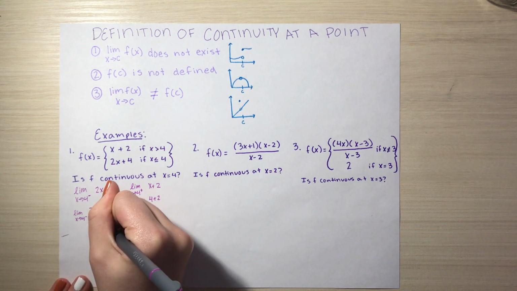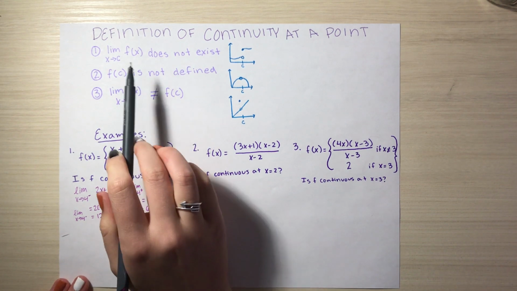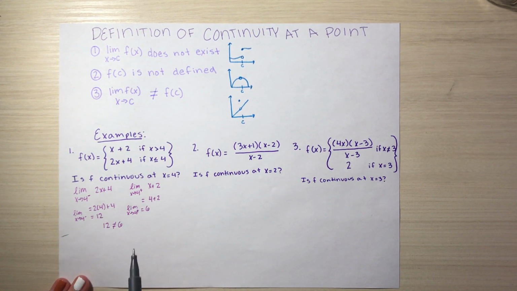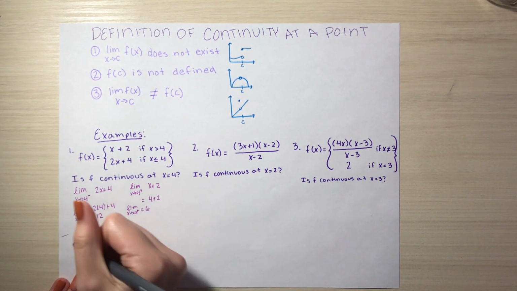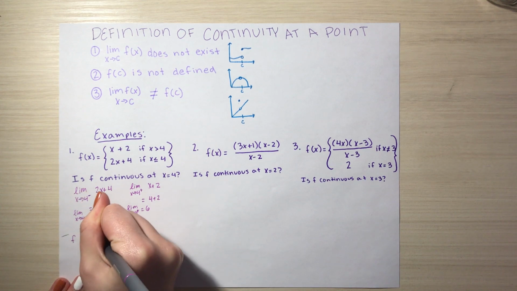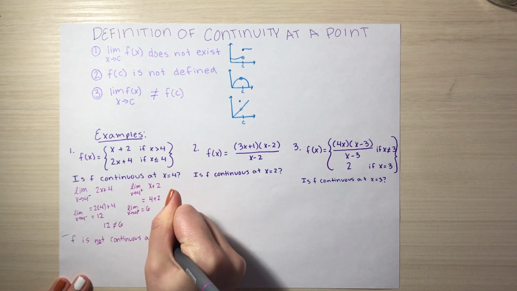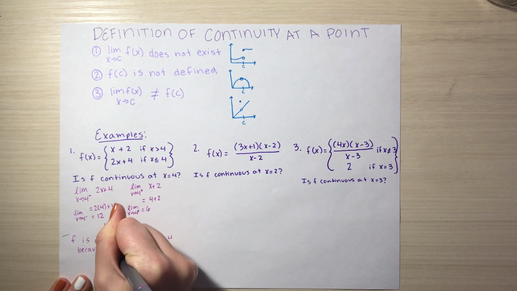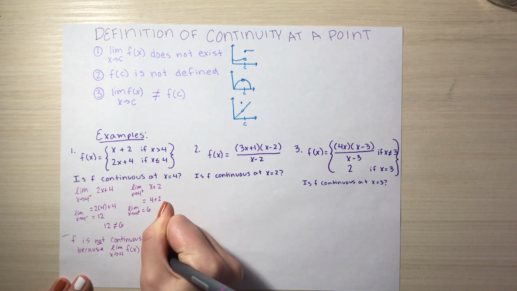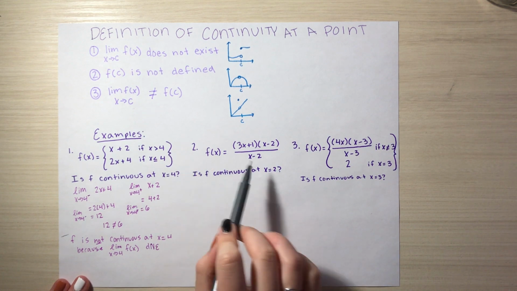However, the limit from the left, 12, does not equal the limit from the right, 6. For the limit to exist, the left and the right limits have to be equal. Because 12 does not equal 6, the limit does not exist. Thereby that means that the function is not continuous at x equals 4. So we'd write that out as f is not continuous at x equals 4 because the limit as x approaches 4 of f of x, DNE, does not exist. And so, we can move on to number 2.